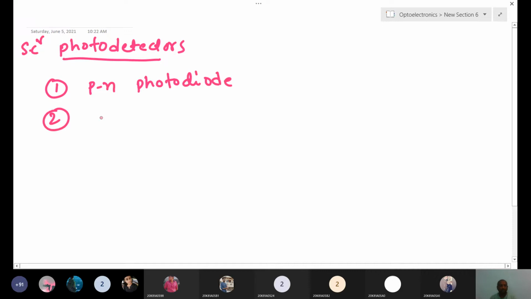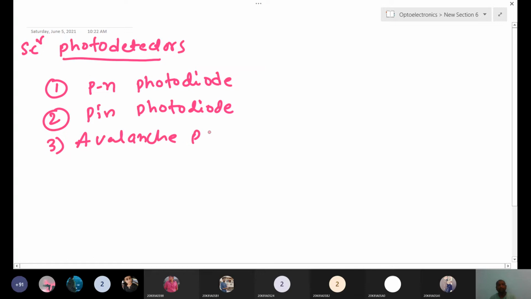The second one is the PIN photodiode. We'll see them one by one. And the third one is the avalanche photodiode. These are the three kinds of photodiodes in the syllabus. There are many photodetectors, but in our syllabus we only have these: the PN photodiode, the PIN photodiode, and the avalanche photodiode.